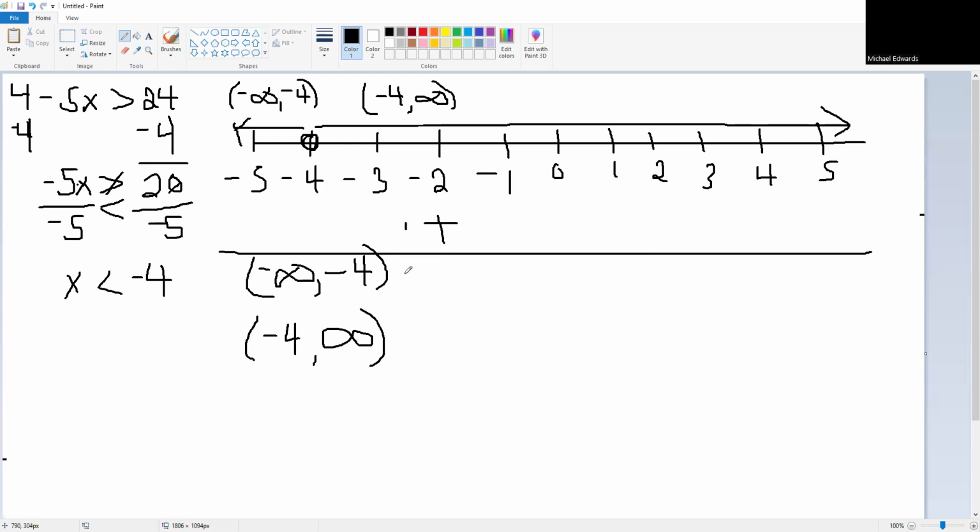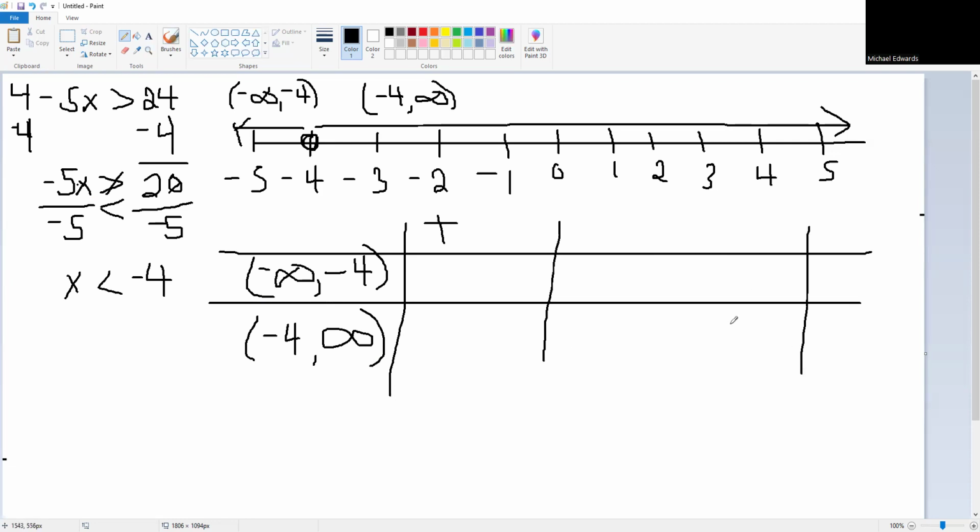Our test points. Well, what shall we use for test points? We get a -4, and we know this interval goes this way. So our next interval is -5. So let's try -5. So it would be 4 minus 5 times -5 is greater than 24.